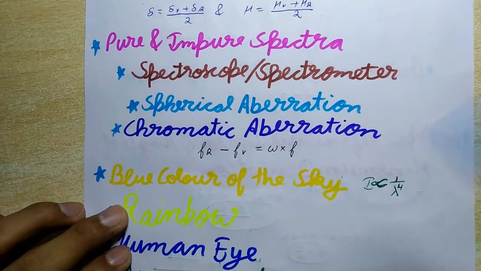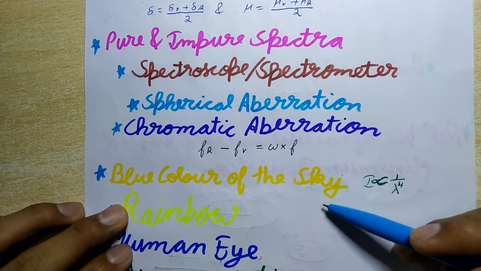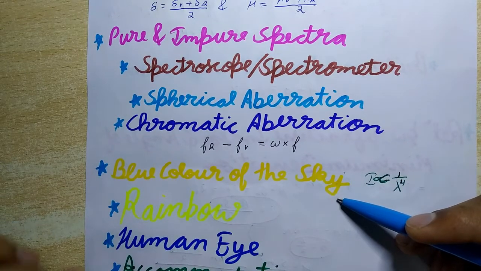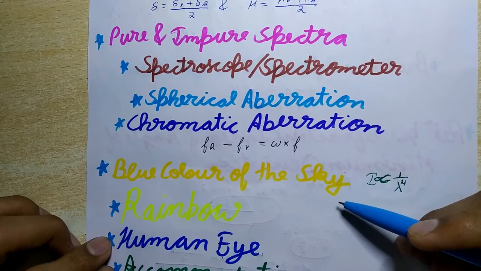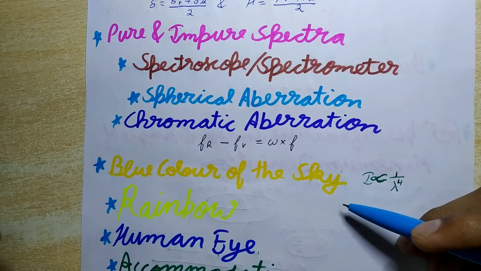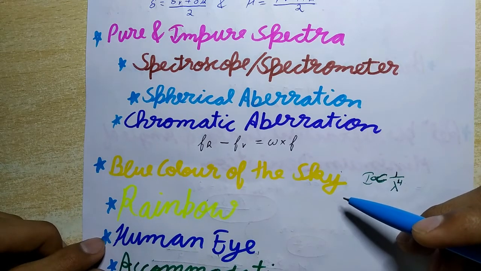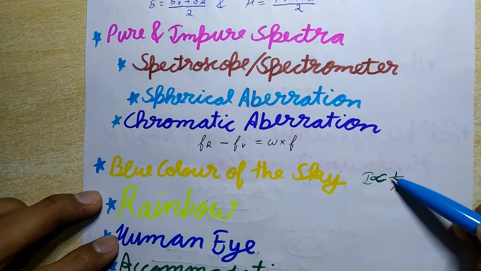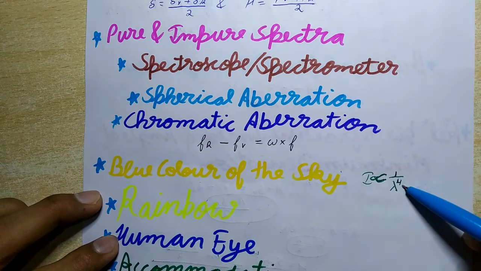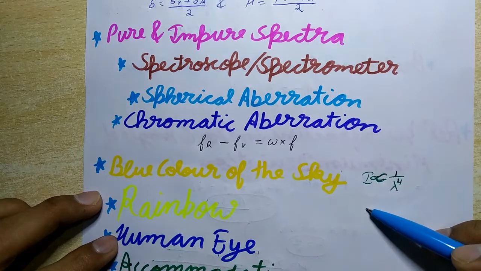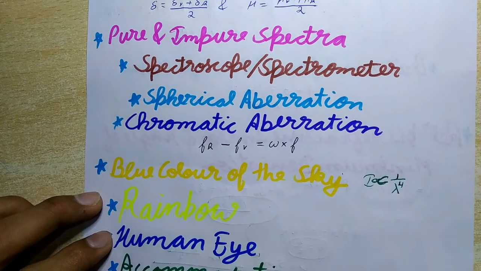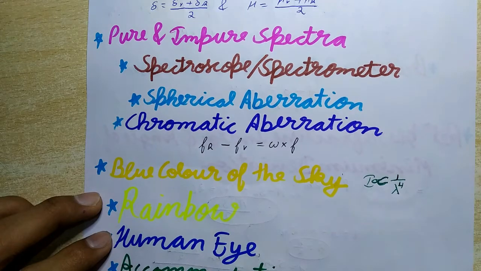Now next is blue color of the sky. According to Rayleigh's law of scattering, the intensity of light of wavelength lambda present in the scattered light is inversely proportional to the fourth power of wavelength. So I is inversely proportional to lambda to the power 4. So blue color of sunlight is scattered more by the atmospheric molecules, due to which the sky appears blue.